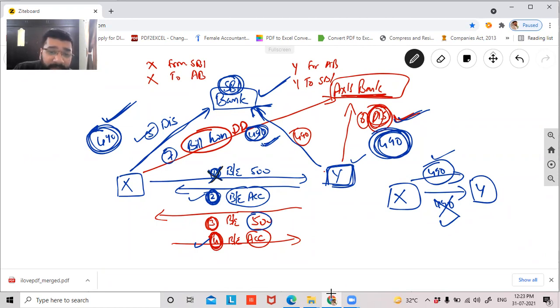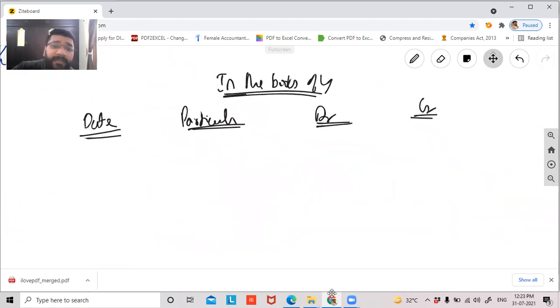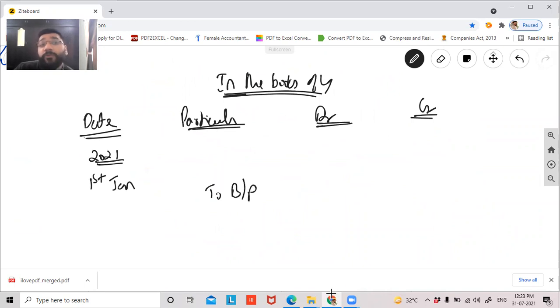Y is accepting this, guys. So this entry I have to record. Y is accepting the bill. Acceptance of the bill means, can I say it is bills payable? Yes, sir. So on 1st Jan, to bills payable. Which means in future date, on the due date, Y has to pay this 1000 rupees to bank. Not 1000, 500 rupees to bank. And this 500 rupees, Y has to receive from X.